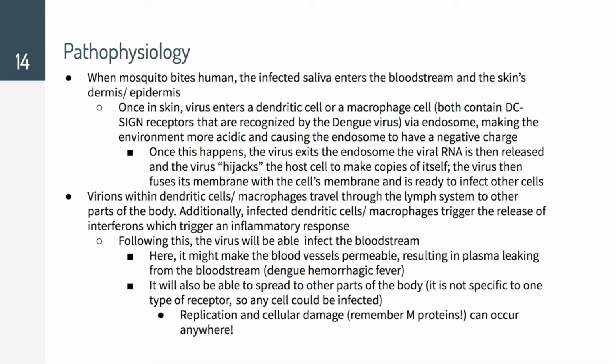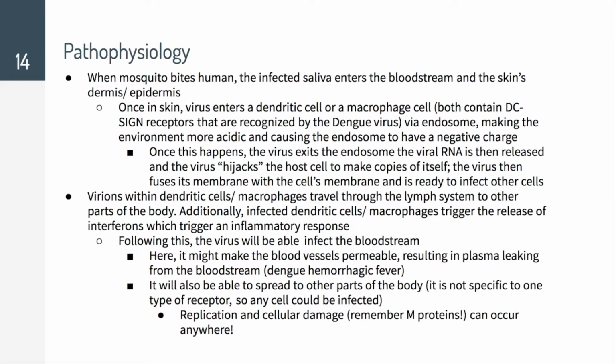And what's really interesting about the dengue virus is that it's actually not specific to one type of receptor, which means that it could actually affect any other cell. So, in other words, it could affect the liver, it could affect your bones, your muscles, really anything, and that's kind of what makes it so scary.